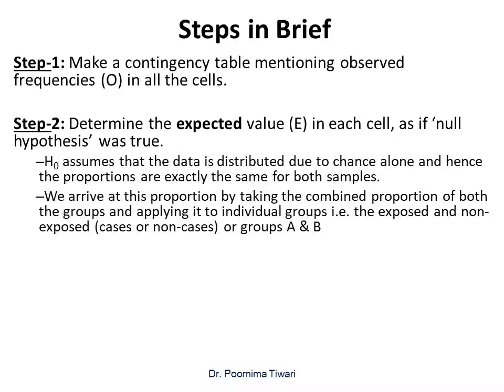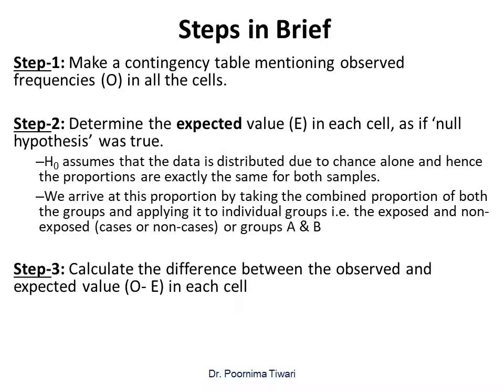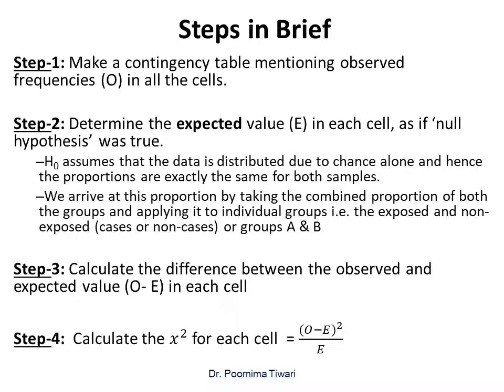Step 3 is we calculate the difference between the observed value and the expected value for each cell. In next step, we calculate the chi-square value for each cell, that is observed value minus expected value, the whole square, and divide this by the expected value. This is the chi-square for the cell.